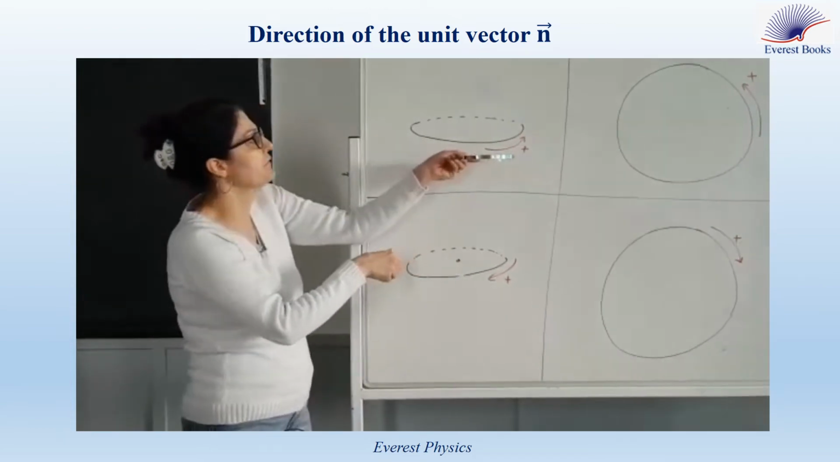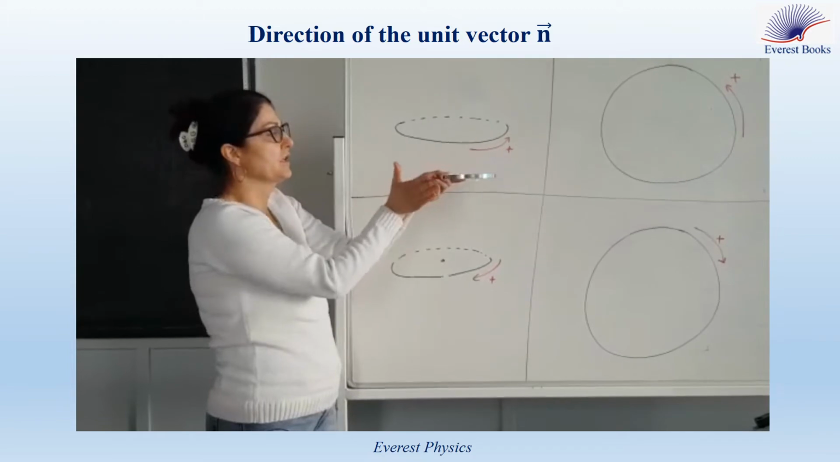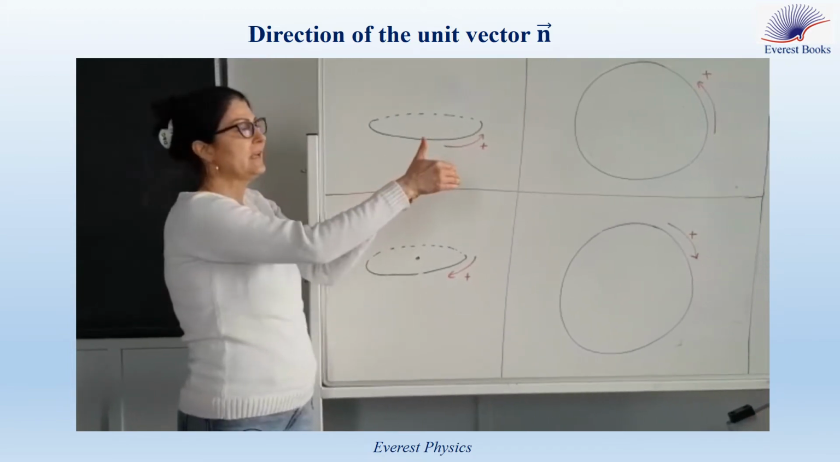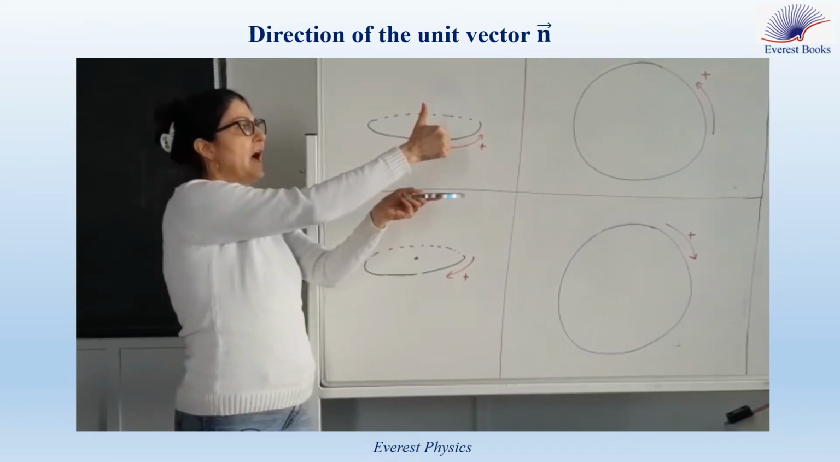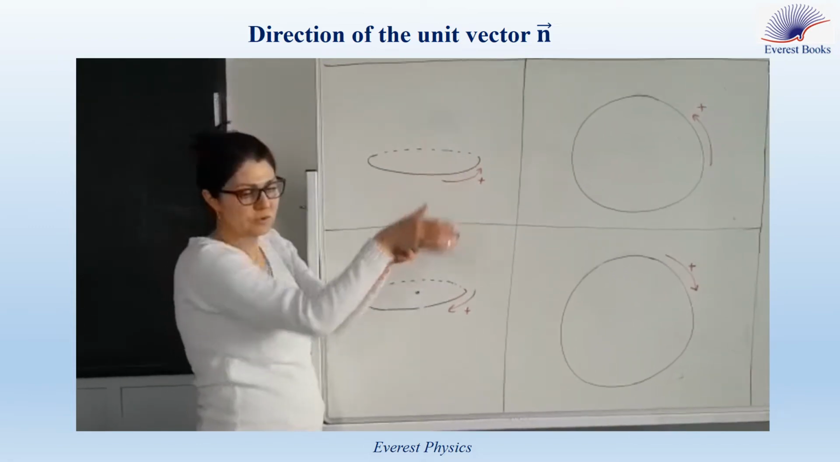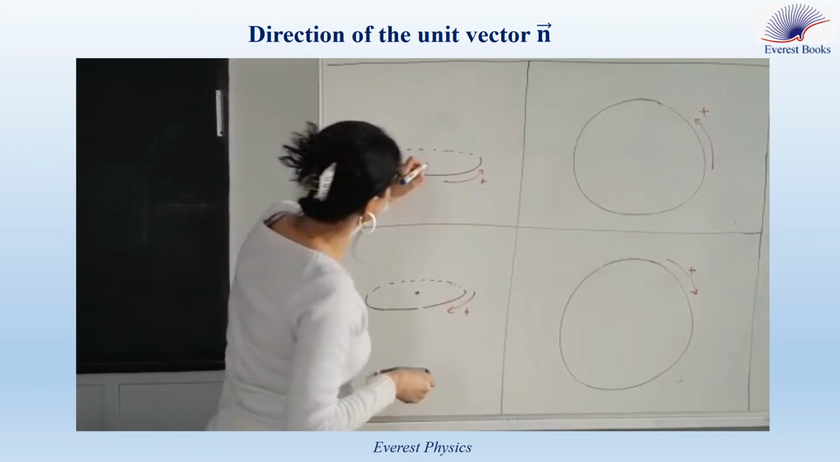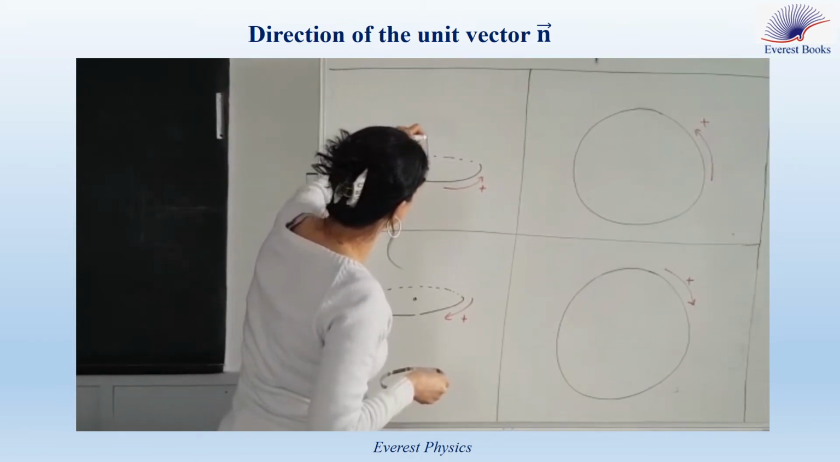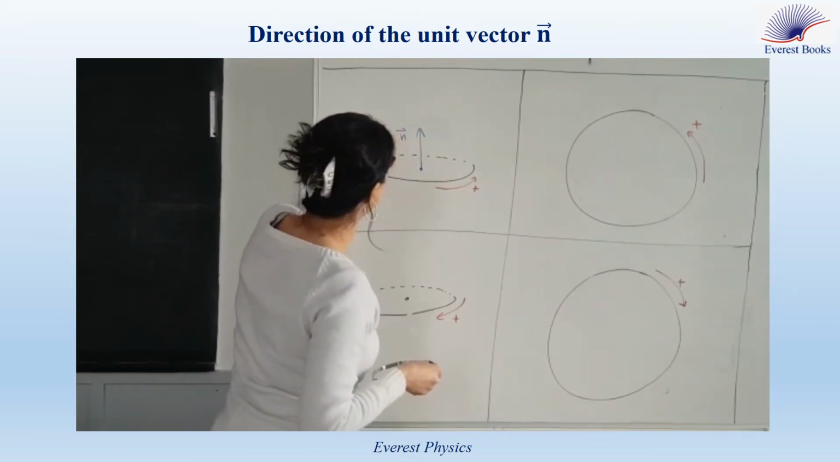So let's start with the first figure. In this figure, the chosen positive sense is like that, and so the thumb points to the unit vector, which is vertical upward. So this is the unit vector. We draw it from the center of the loop.